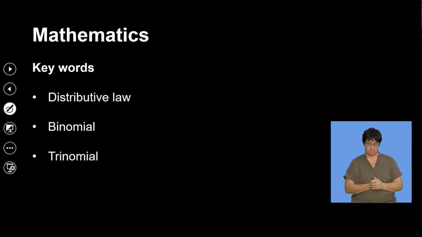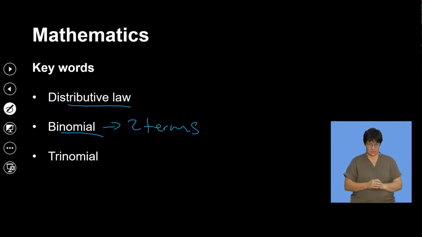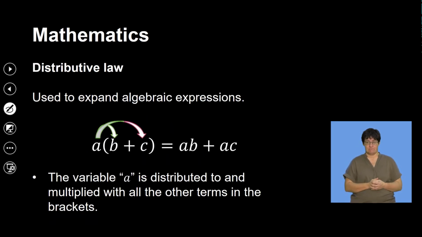The keyword for us to look at is the law that you've been using ever since you tried to do some proper algebra, which is called the distributive law. Also, a binomial, as I said, is when we have 2 terms. Also, a trinomial will be when we have 3 terms that we are dealing with as an expression.